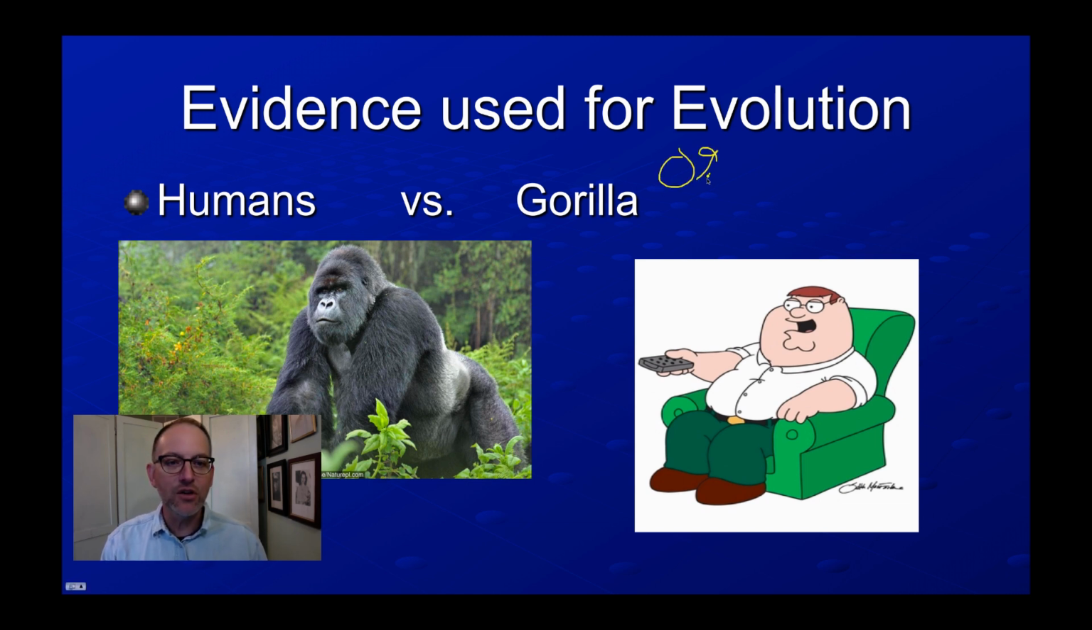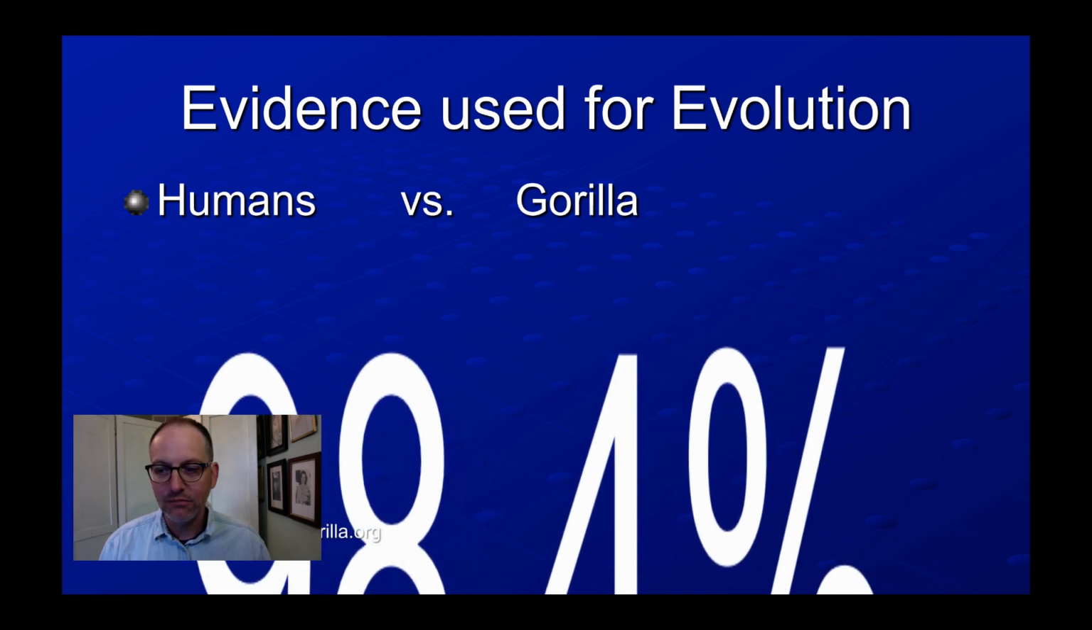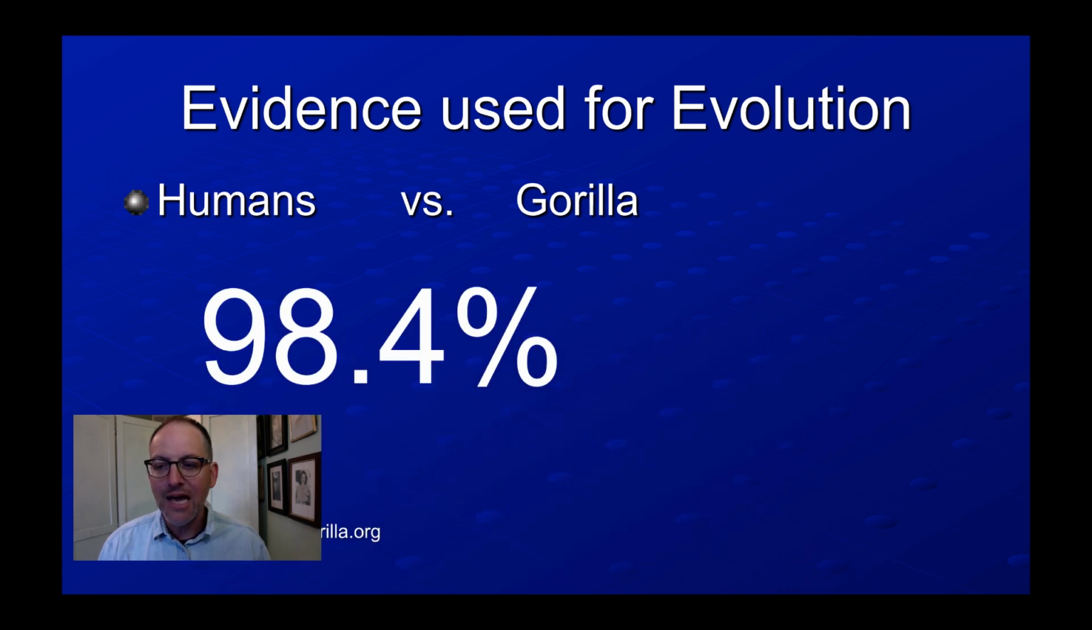If you say 0%, you're saying that there's nothing in common. They don't have any features that are similar. If you said 100%, that means that we are exactly the same as gorillas. So I want you, on your paper now, to write down what percent you think we have in common. And the answer is 98.4% in common. Amazing.